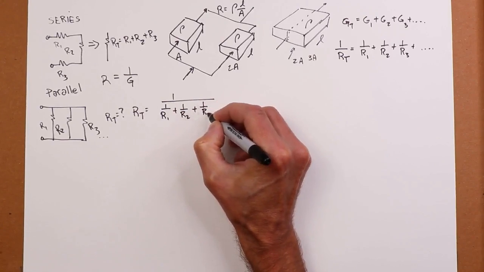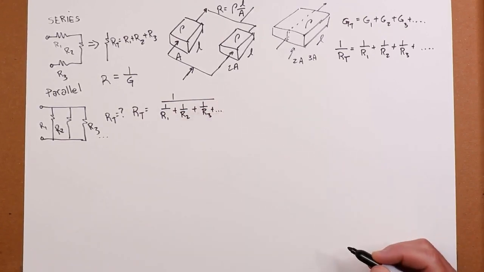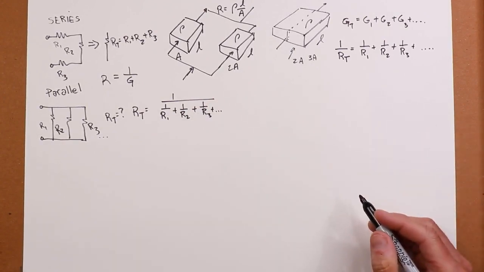Like so. Right, for however many resistors we might have. All right. Fortunately, there are a couple of little shortcuts you can use.